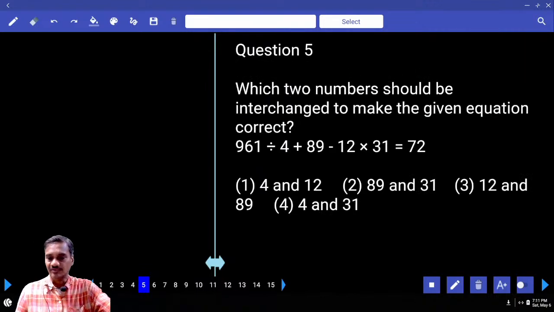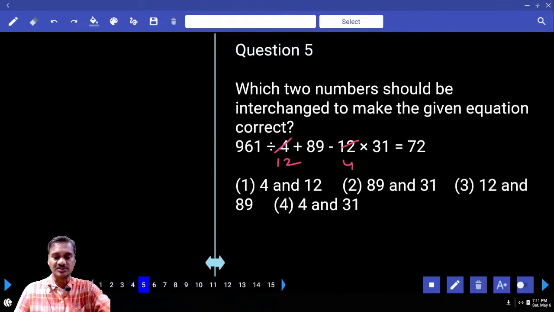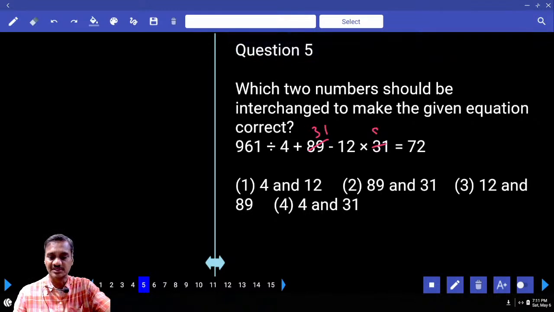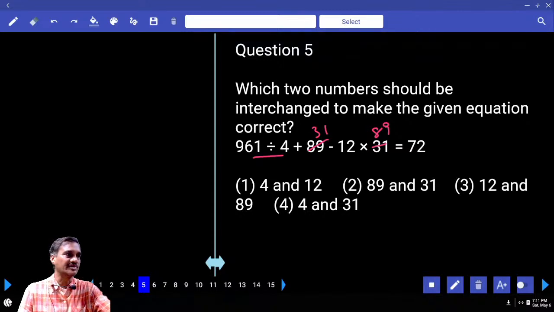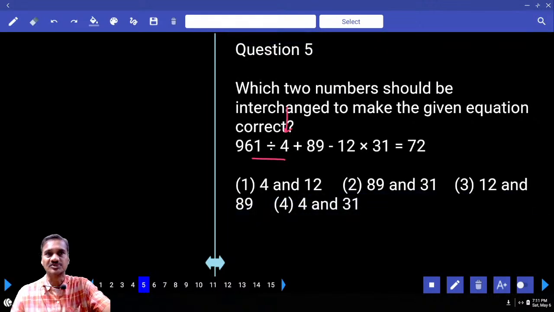Then fifth one, which two numbers should be interchanged? 4 and 12. Now 4 and 12, this is 12 and this is 4. 961 divided by 12, is it divisible by this one? No, that is ruled out. 89 and 31, can these two be interchanged or not? This is 31 and this is 89. Then in this case 961 divided by 4 is not a valid one. Then 12 and 89, again 961 divided by 4 is not possible. Somehow this 4 must be interchanged, and choice 1 cannot be your answer, choice 4.